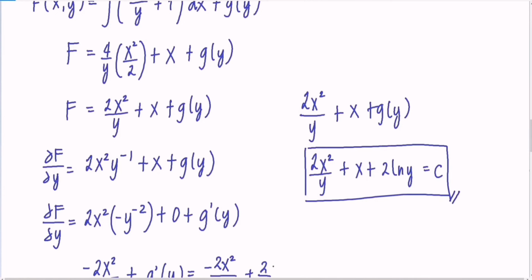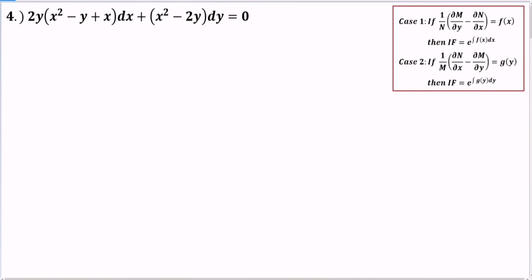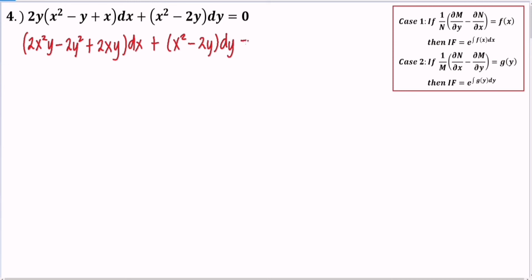Okay? Sige, let us have the last example of the non-exact differential equation. So, let's have 2y multiplied by x squared minus y plus x dx plus x squared minus 2y dy is equal to 0. So, again, i-distribute muna natin yung 2y. So, 2y times x squared is 2x squared y, and then 2y times negative y is negative 2y squared. 2y times positive x is positive 2xy. Dinistribute ko lang, guys. Okay? Plus, ito wala namang gagawin dyan. So, just copy this. Equals 0.